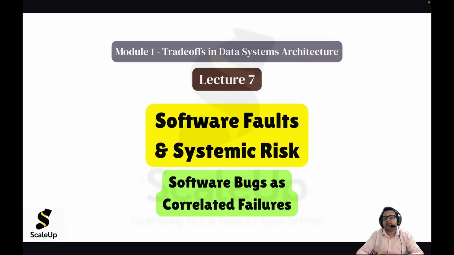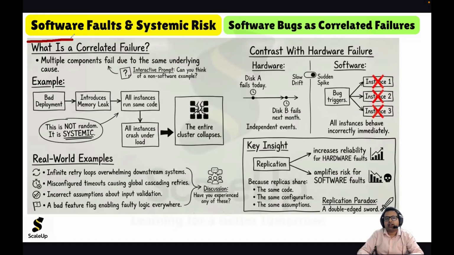We are starting with the first topic of this lecture, software bugs as correlated failures. What is a correlated failure? First, let us understand that. A correlated failure occurs when multiple components fail due to the same underlying cause. If the same underlying cause is responsible for the failure of multiple components, then it is a correlated failure.